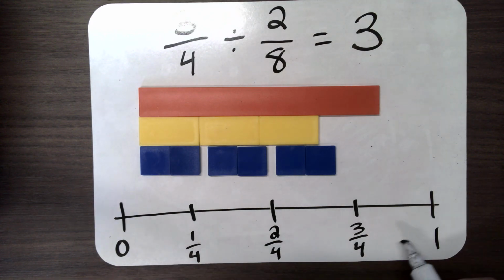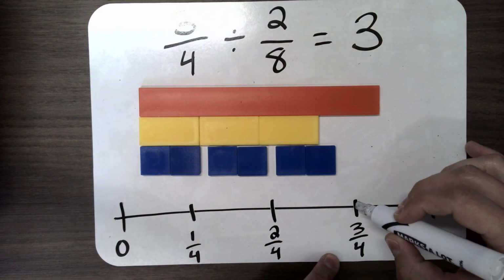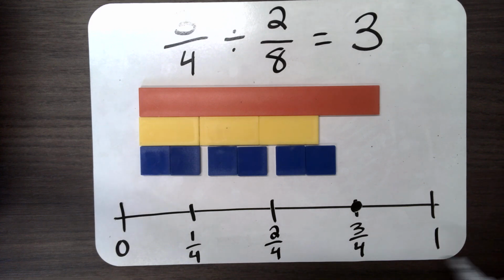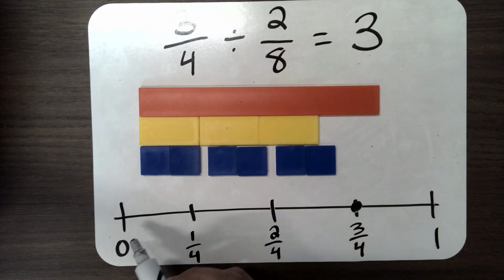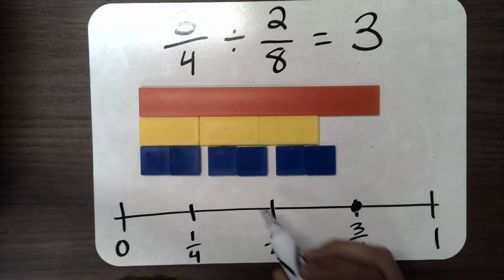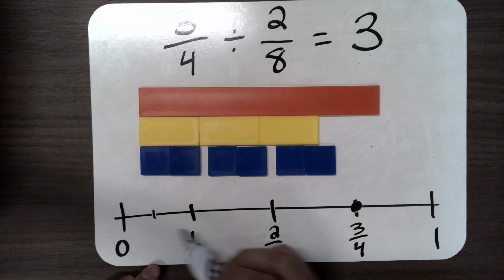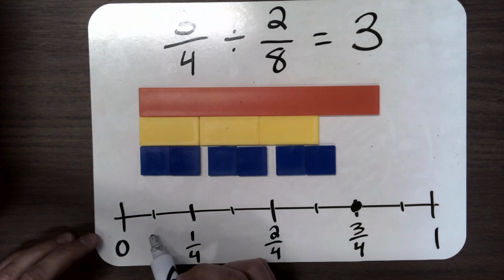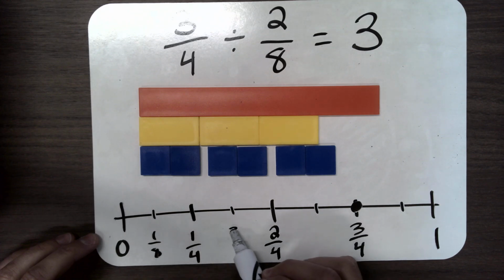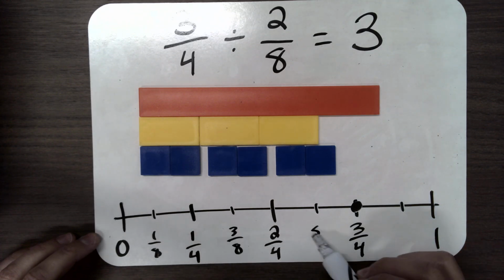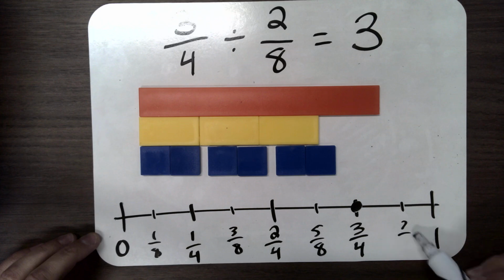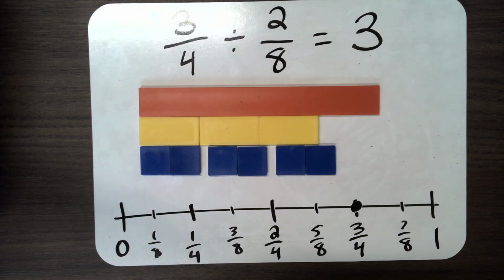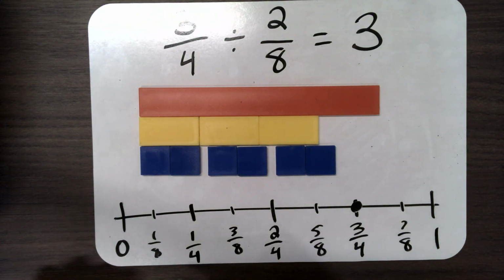And similarly, for our representational model, we have 3/4. So we have this total length here, this length of 3/4, and we want to separate this into groups with a size of 2/8. Again, we don't have eighths shown on this model. So how we're showing that in the representational model is by adding these tick marks. This would be 1/8, 3/8, 5/8, and we put the 7/8 in there if we want to. And again, we want groups with a size of 2/8.